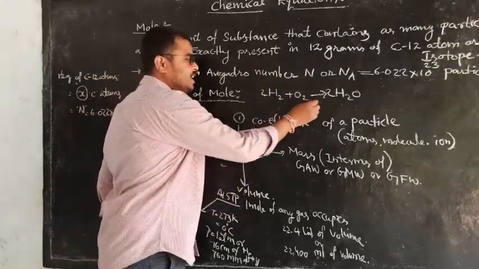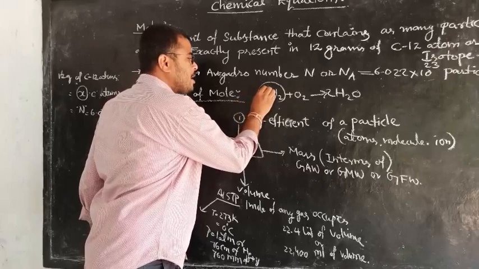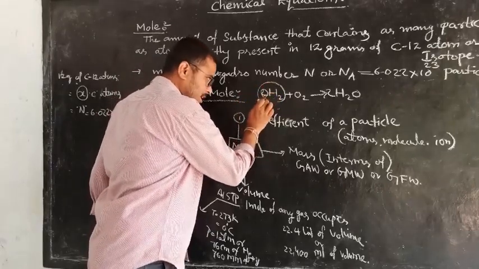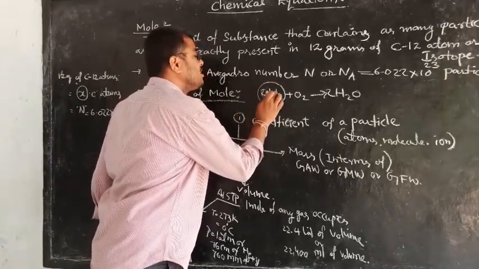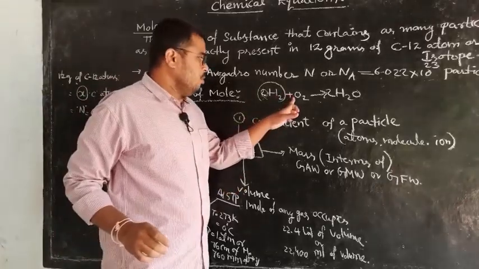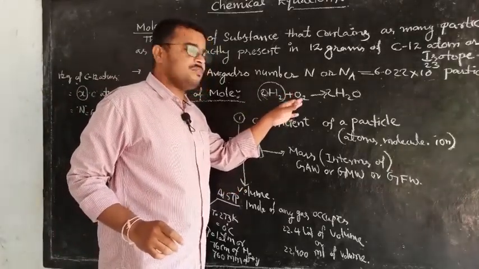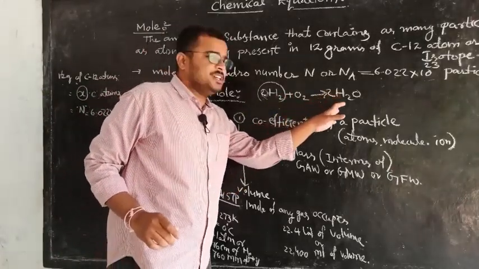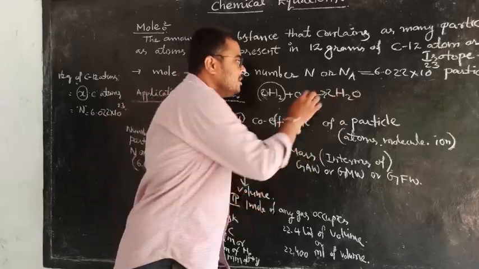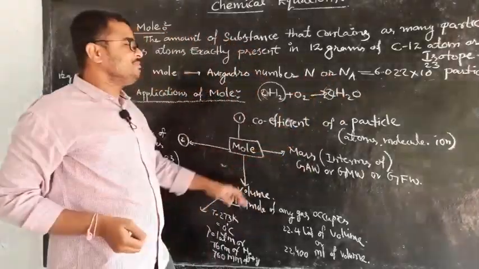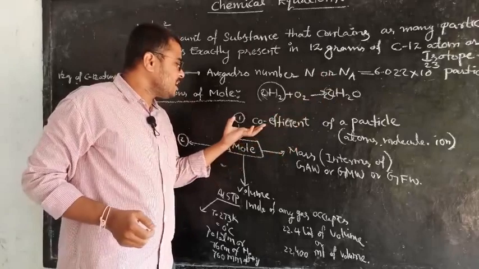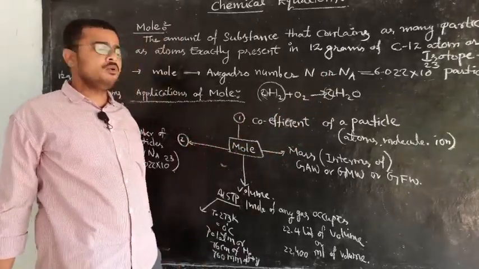In this reaction, this 2 is the coefficient of hydrogen. That's why this 2 means 2 moles of hydrogen. Here no number means 1 mole of oxygen, and it produces 2 moles of water. The coefficient indicates the mole number. This is the first application of mole.